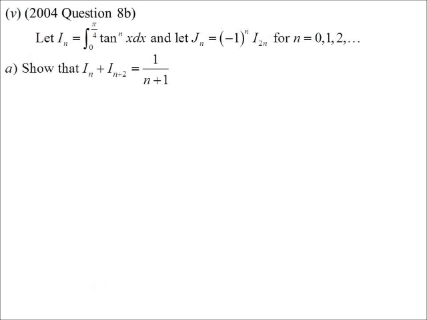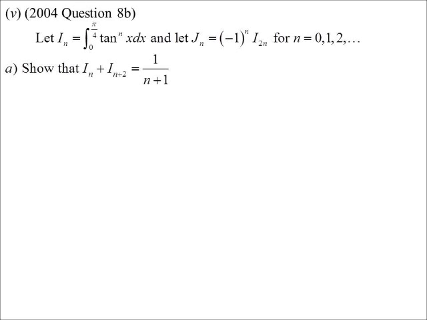Now comes 2004, which probably wasn't as straightforward, but gosh, it was fun. Let's have a look at this little beauty. We've got I n, so that's the integral of tan to the power of n. We've also got this other expression, J n, which is minus 1 to the power of n times I 2n. And I suppose that's just making sure that we're playing with even numbers for this second one, because multiply 2 by n, you're always going to get an even number there. Possibly that's why. Let's see.